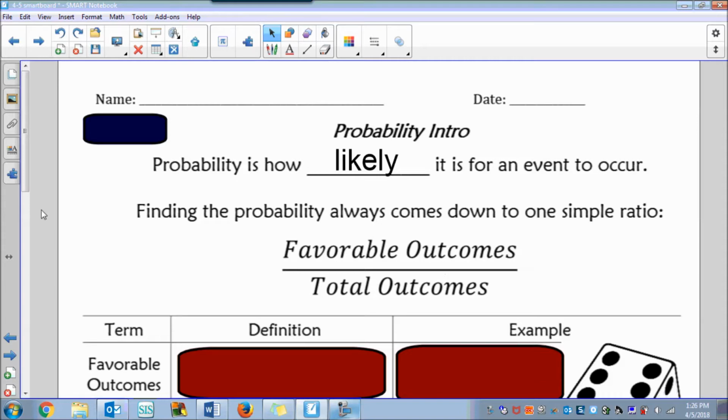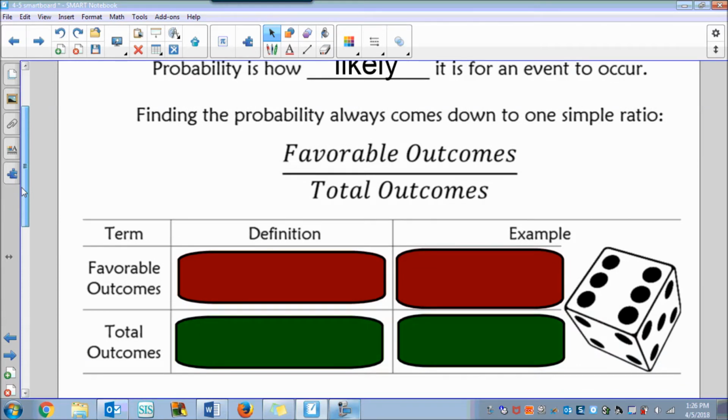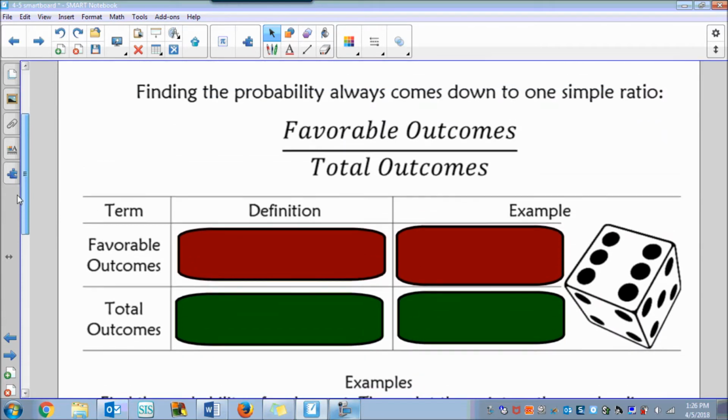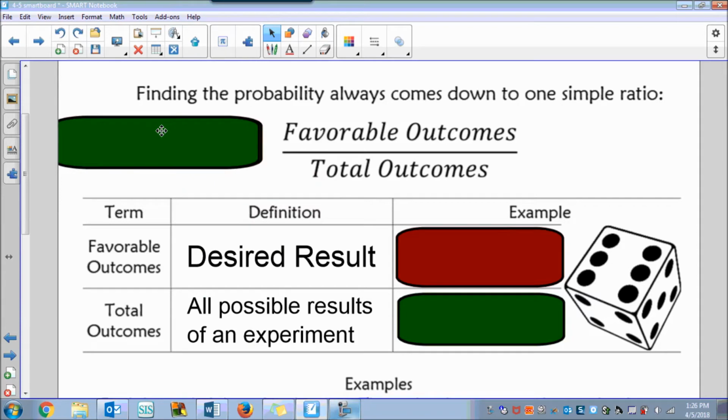All right, before we get into actually describing probability, I just want to go into this ratio a little bit more. Favorable outcomes, it's not necessarily a good or bad thing, it's just the desired outcome or desired result, really whatever we're talking about in the question. And the total outcomes is anything that could possibly happen, all possible results of an experiment. When I say an experiment, we could be talking about a spinner being spun, a die being rolled, a coin being flipped. It doesn't have to be like a science experiment. It's really just talking about any sort of event that's happening with more than one possible result.